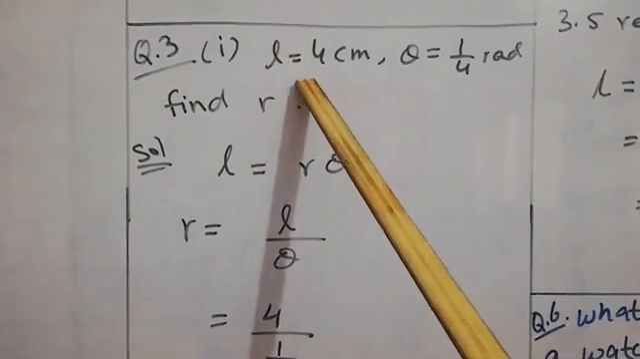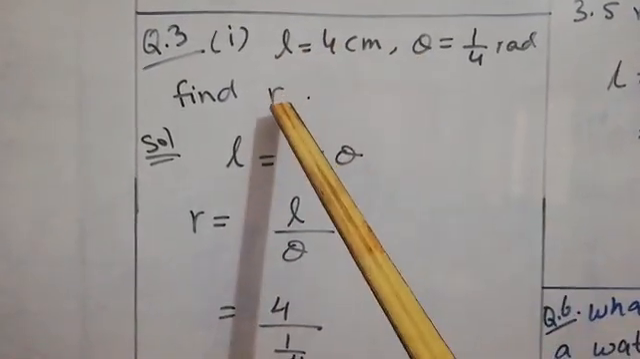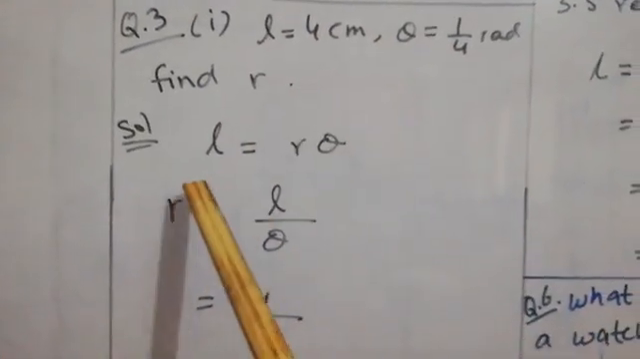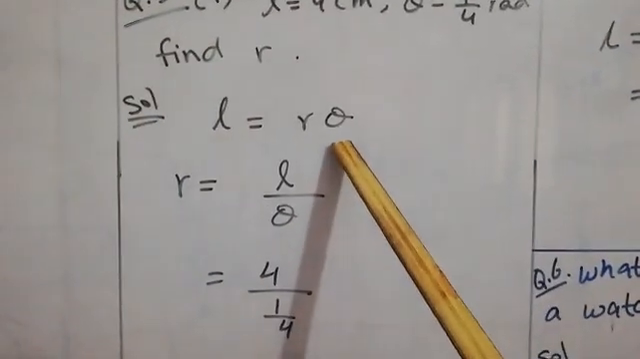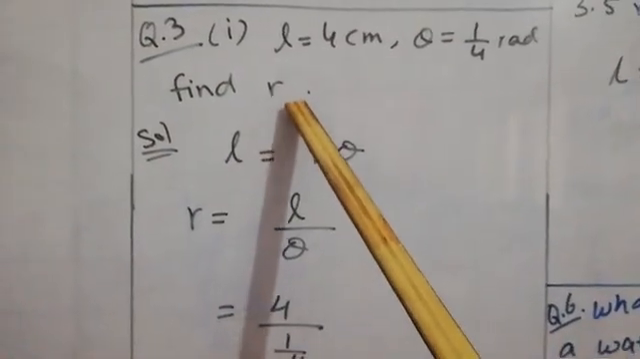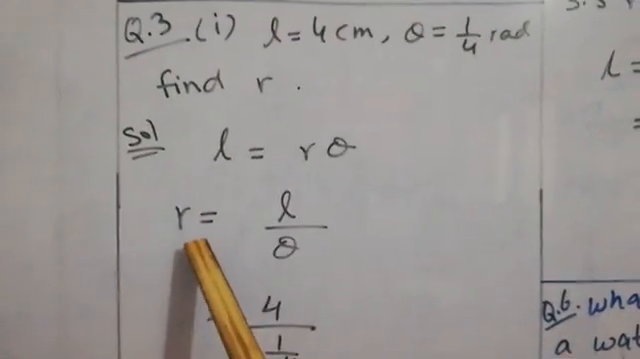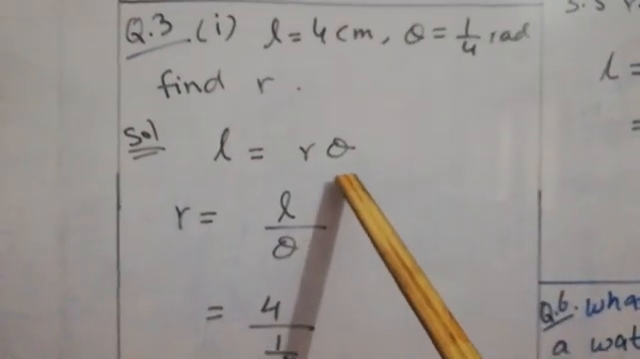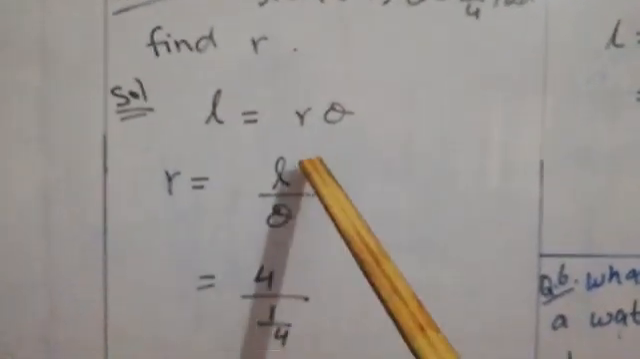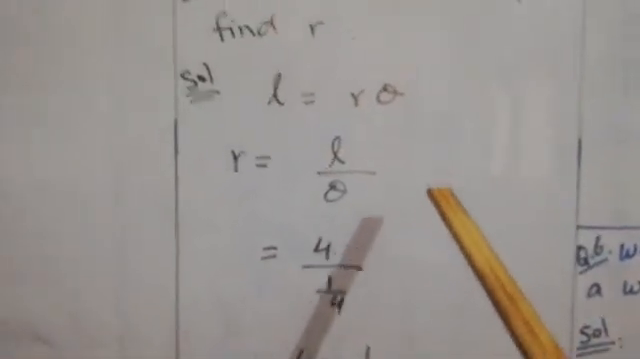Again we have 3 values, L, R and theta. So we write the relation L is equal to r theta, and in this question we will find the r. So we will divide the equation on both sides by theta. So r is equal to L by theta. Now we will put the values.